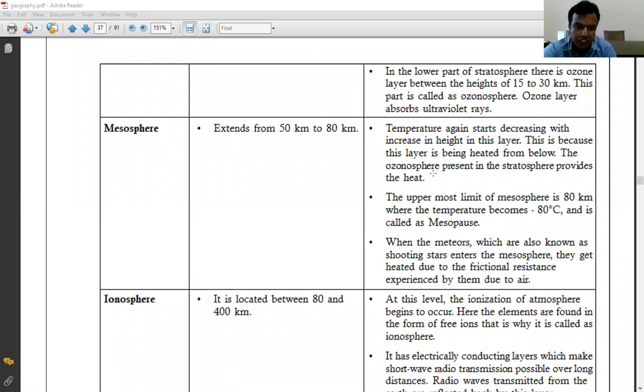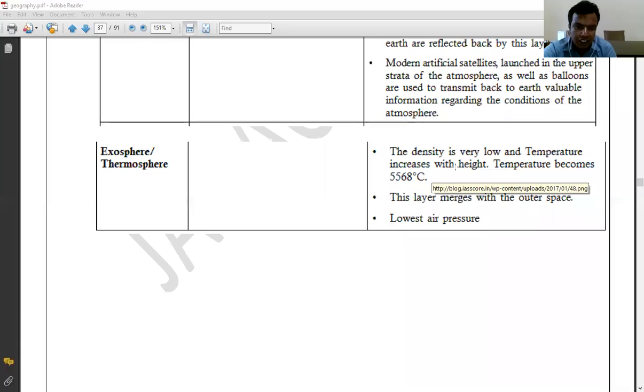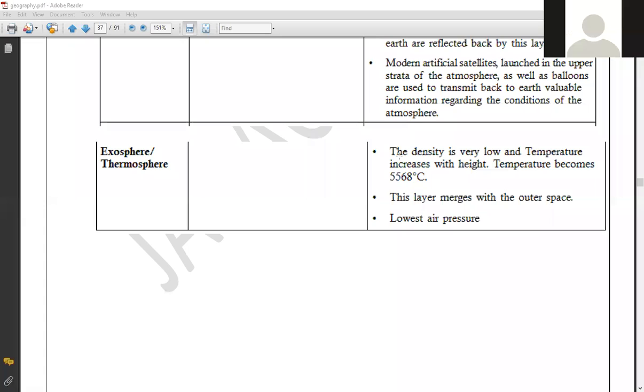The density at the thermosphere is very low, and the temperature increases with the height. Temperature becomes around 5568 degrees Celsius. Imagine what the situation could be at the thermosphere. That is the reason you must have seen there was one movie recently called Mission Mangal, in which Akshay Kumar was in the lead.